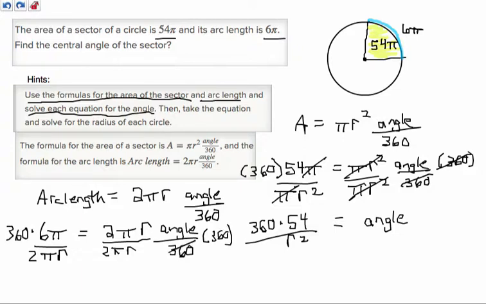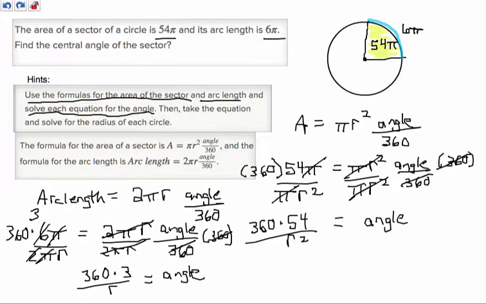So our 360s cancel on the right, as do our 2 pi r. And we're left just with angle on the right, and on the left notice our pi's cancel, and 6 and 2 reduces to be 3. So we're left with 360 times 3 over r equals the angle.